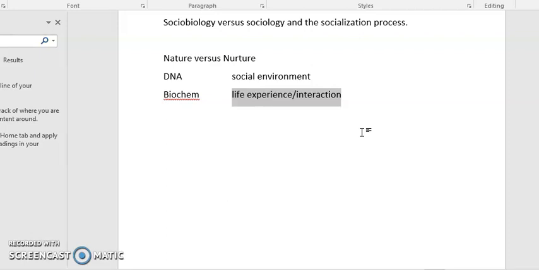We learn things like our gender roles. We learn things like our language. We learn things like how to interpret symbols and how to behave and what's appropriate or acceptable for our particular social group. So we focused a lot on that so far, but there are some good arguments that sociobiology introduces.